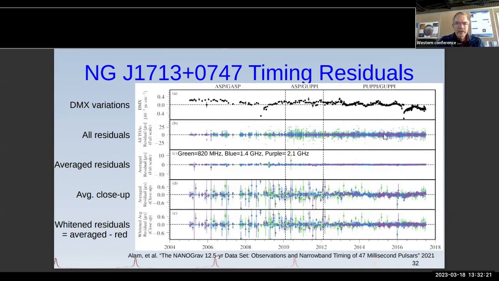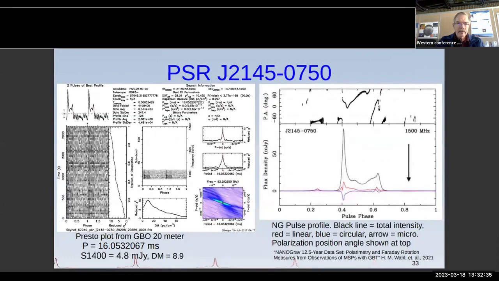These residuals in this case are flat. The averaged ones are flat, and even after you subtract out your red noise model, it's still flat. There's no strong indicator of red noise model on this one, and the same on this one.